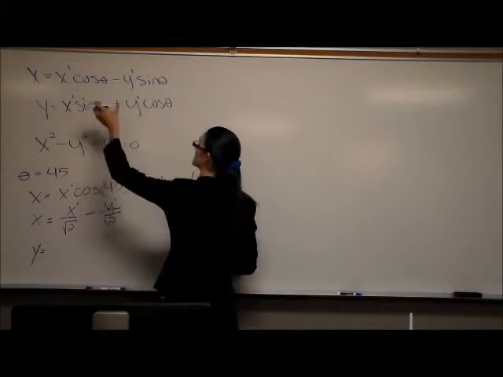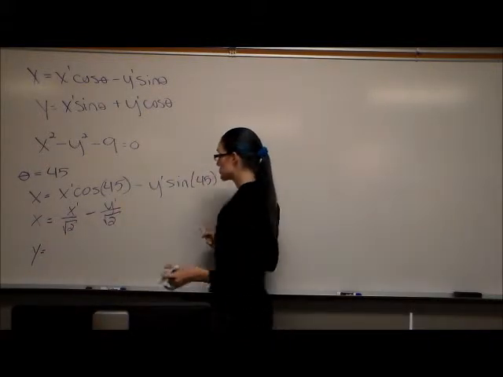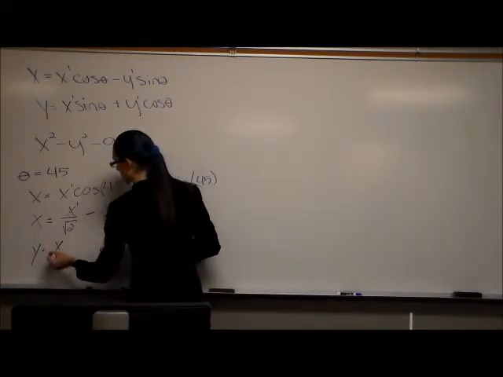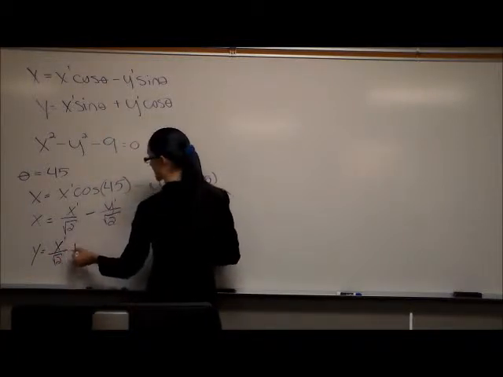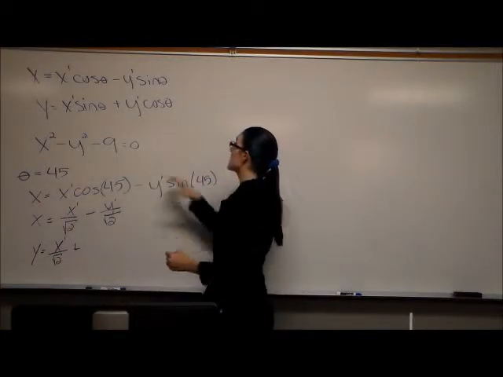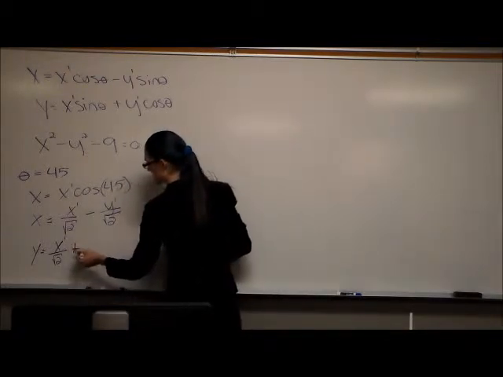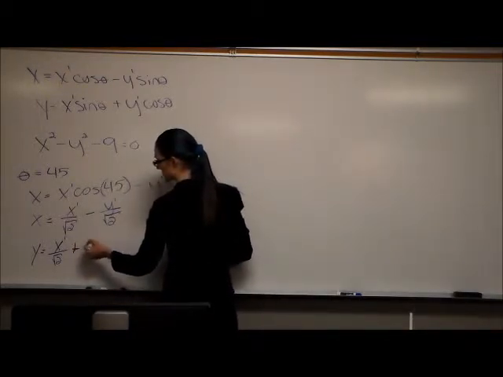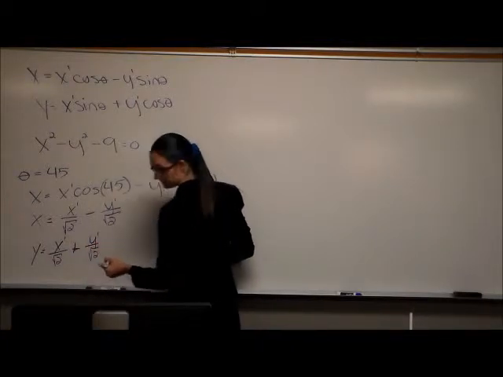So y equals x prime sine of theta. Sine of 45 is your 1 over root 2, so x prime over root 2. Plus, for your y it should be a plus, y prime times cosine of 45, same thing. Cosine of 45 is 1 over the square root of 2, so y prime over the square root of 2.